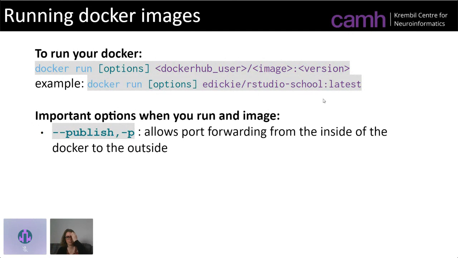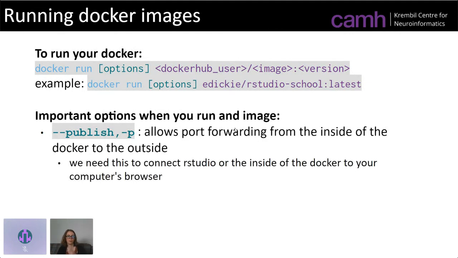There are important options that we use in the school. We use this -p option for port forwarding, because our Rstudio Docker actually creates an Rstudio server instance that talks to our browser. For the Rstudio server that's living inside the Docker to be able to talk to our browser that lives outside the Docker, we need to use port forwarding, and we forward the 8787 port.